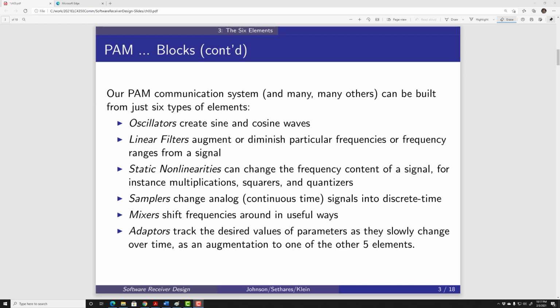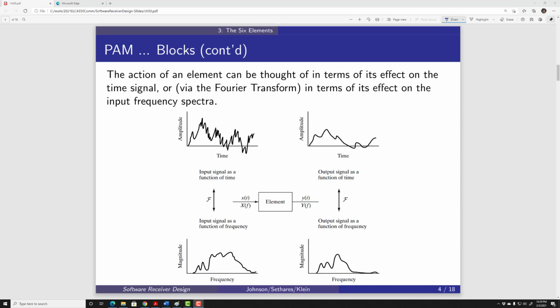Here shows different functionalities of these 6 elements. Each element works on the signal. We can see that effect in the time domain and also in the frequency domain. For example, using the linear filter, here we have an arbitrary signal in the time domain. And if we do the Fourier transform, looking from the frequency domain, the signal looks like that. The y-axis is the magnitude.